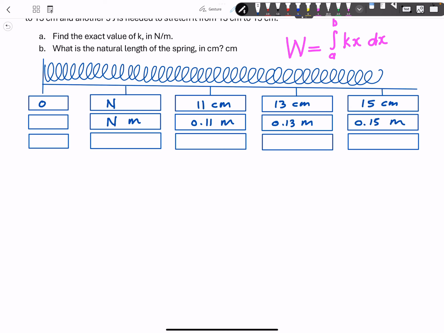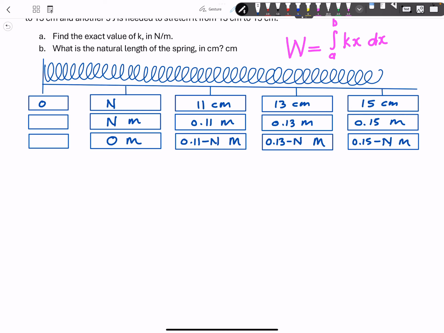So first up, if we were to start counting here at 0 centimeters, then my spring is going to have a certain natural length, n. So I'm going to say this is n centimeters. So here will be all the other increments, 11 centimeters, 13 centimeters, and 15 centimeters. And so I'm actually going to start by just converting this to meters. I would rather measure in meters. So we will call this n meters. So this will be 0.11 meters, 0.13 meters, and 0.15 meters.